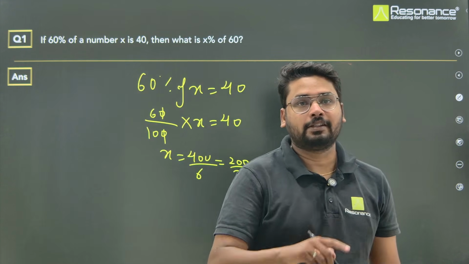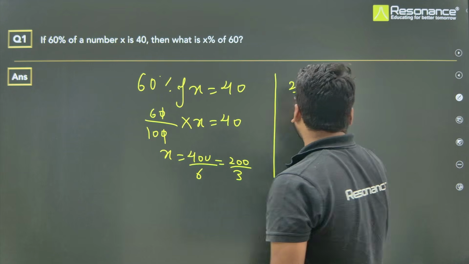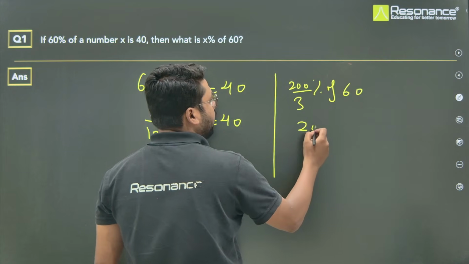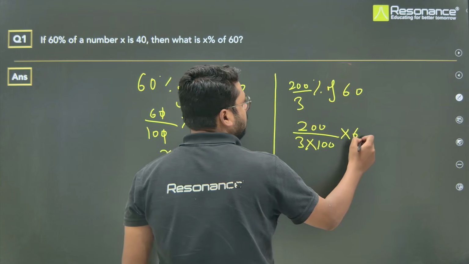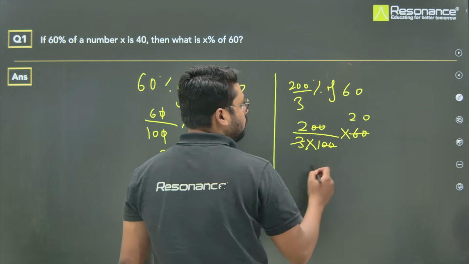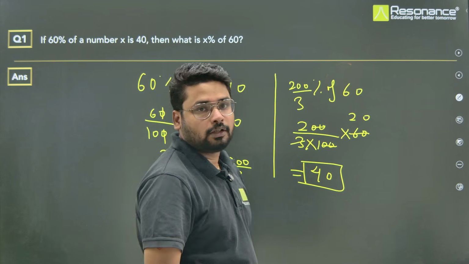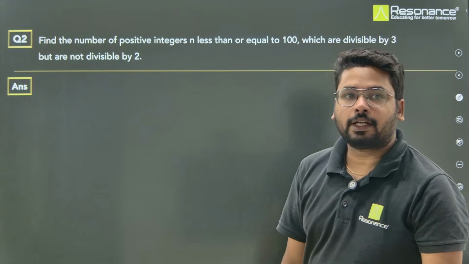Now we have to find what is x percent of 60. Means 200 by 3% of 60, or you can say 200 by 3 into 100 into 60. So this is cancelled, 3 to 20. So the answer is 20 into 2, that is 40. So the correct answer for question number 1 is 40. Now we'll move to question number 2.